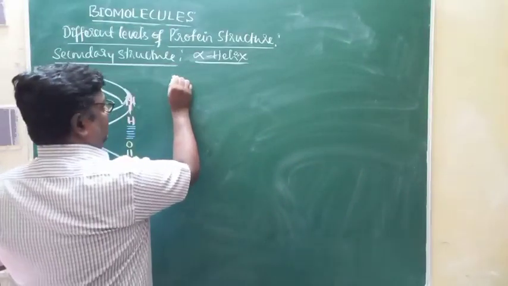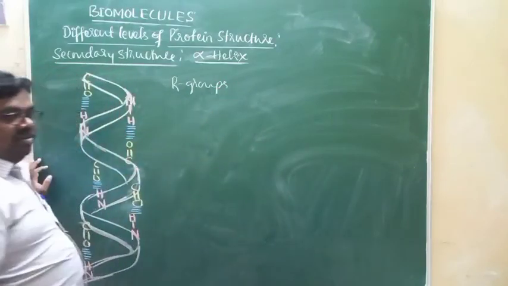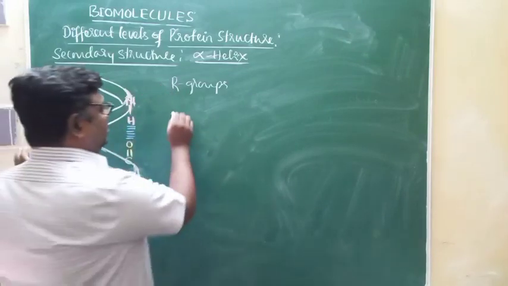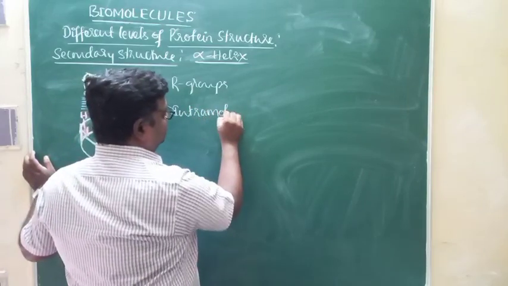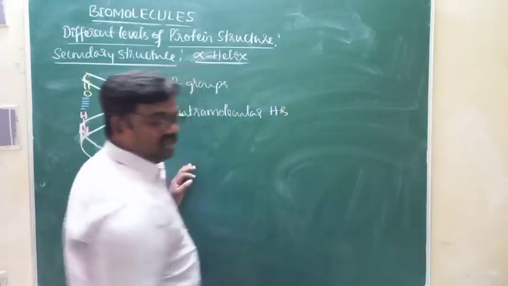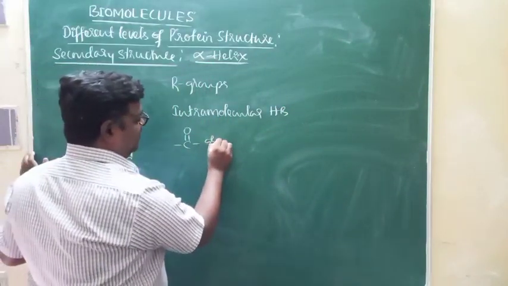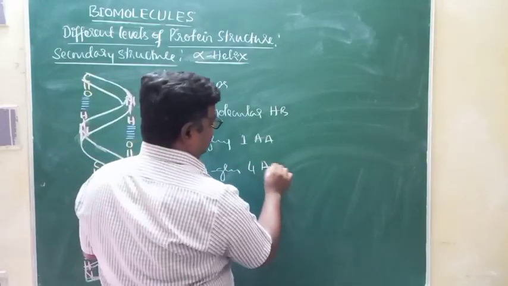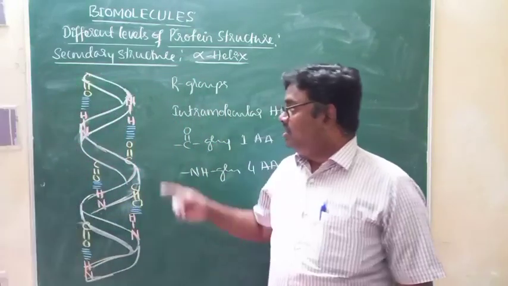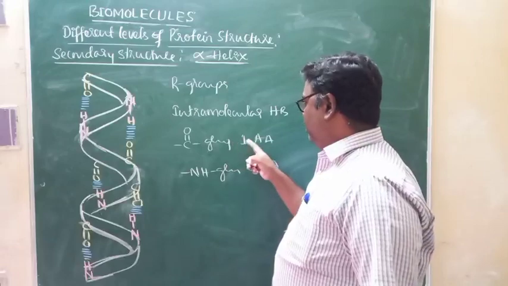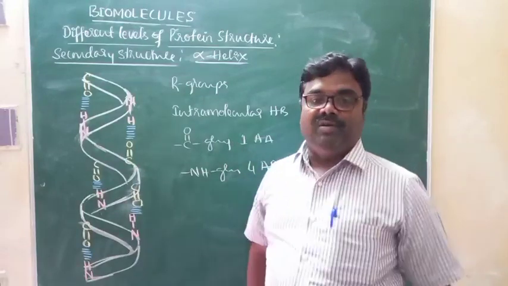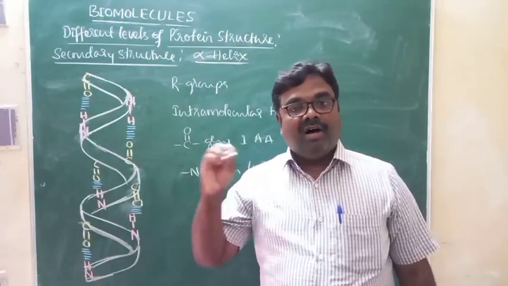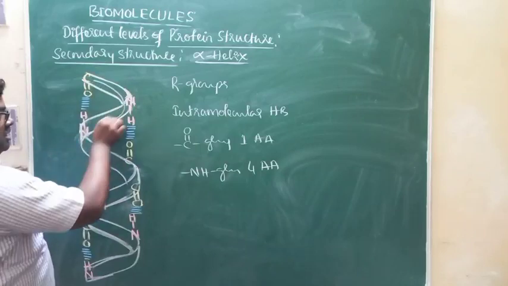This alpha helix structure is possible if the R groups attached to the polypeptide chains are large in size. If the R groups are large in size, intramolecular hydrogen bonding takes place between the C=O group of one amino acid and the NH group of the fourth amino acid in a polypeptide chain. Because of that, the backbone of the polypeptide chain coils up to form a spiral structure known as the right-handed alpha helix structure. Look here, it is the backbone of the polypeptide chain.